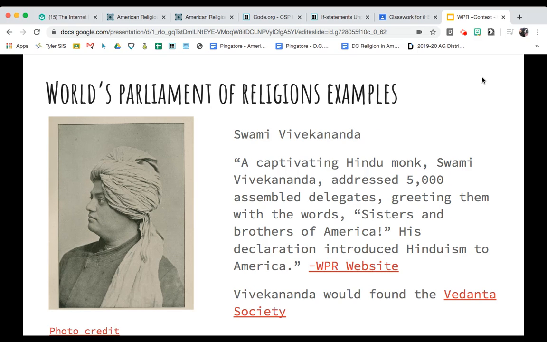Another example of how Americans at the World's Parliament of Religions and after were fascinated and captivated by Asian culture is one representative, Swami Vivekananda. He's from India. He's a representative of Hinduism from India at the World's Parliament of Religions. And he took Americans, particularly American women, by storm. So the World's Parliament of Religions website describes him as follows. A captivating Hindu monk, Swami Vivekananda addressed 5,000 assembled delegates, greeting them with the words, "Sisters and Brothers of America." His declaration introduced Hinduism to America.